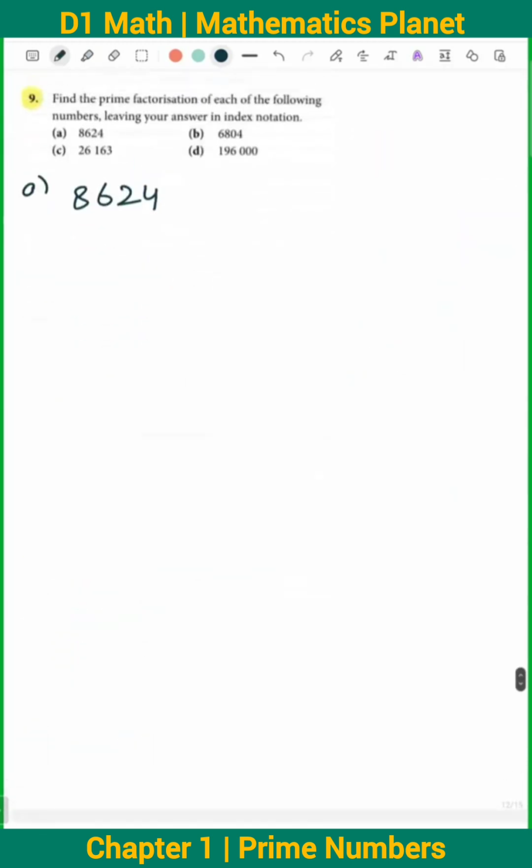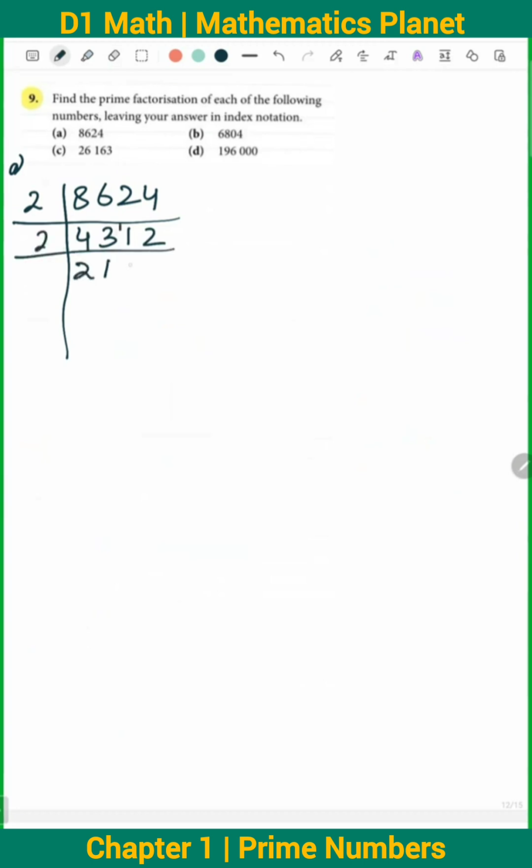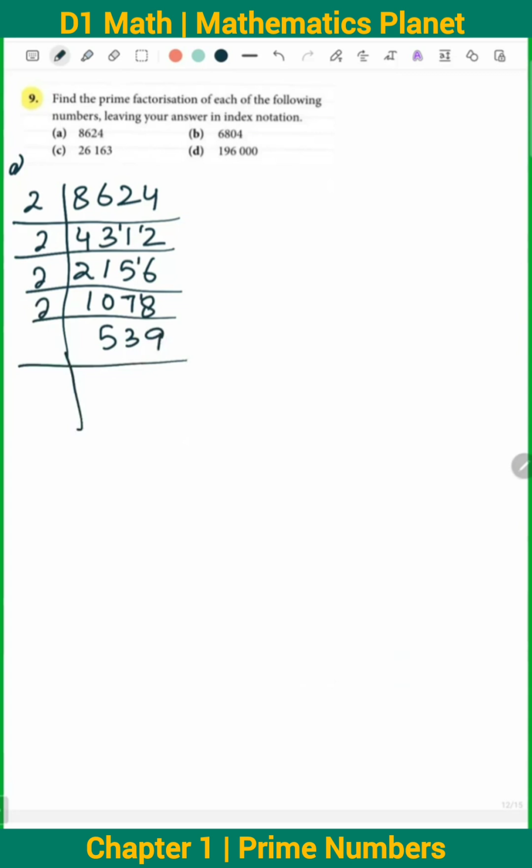Okay. So 8, 6, 2, 4. Starting from 2. 2 times 4 is 8, 3 is 6, 1 is 2, 2 is 4. 2 times 2 is 4, 1 is 2, 5 is 10, 6 is 12. 2 times 1 is 2, 0, 7 is 14, 8 is 16. 2 times 5 is 10, 3 is 6, 9 is 18. Okay, so now I have 539.